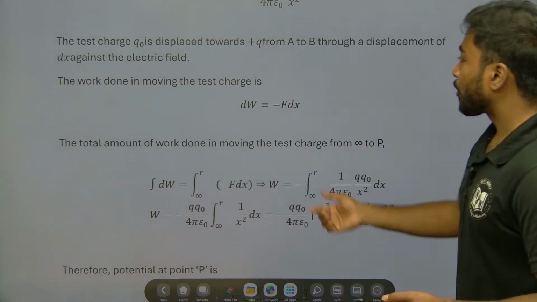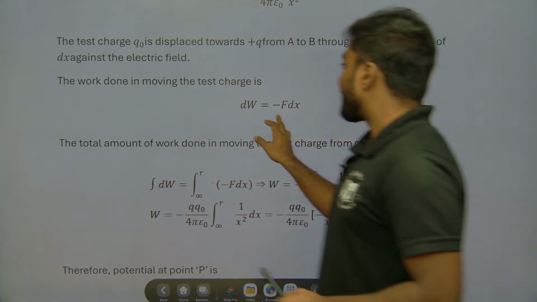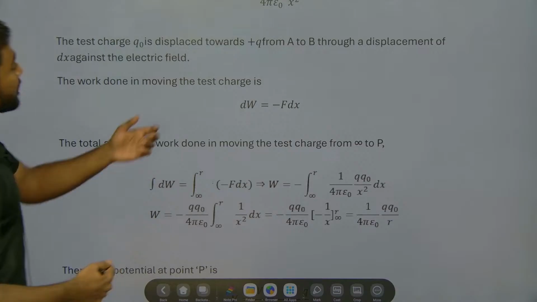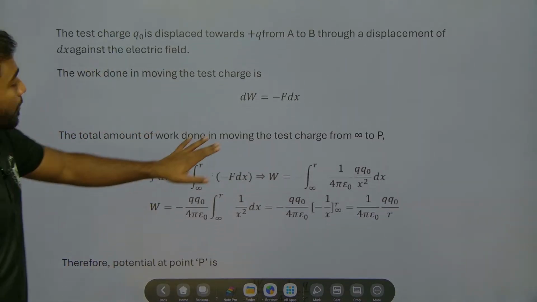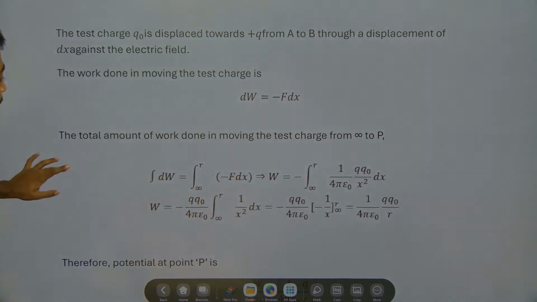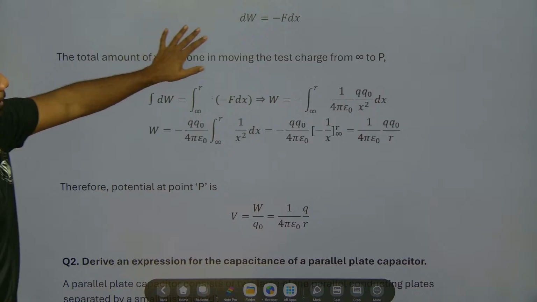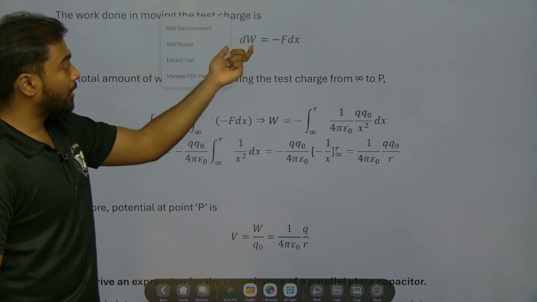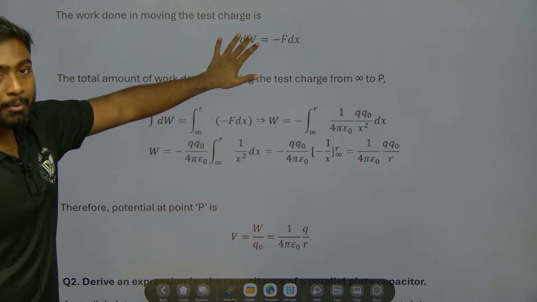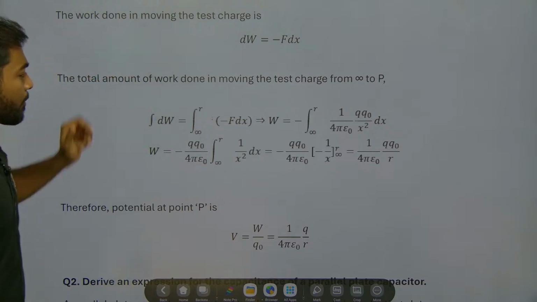The work done is force into displacement. Why have we taken this as negative? Because it has been displaced towards plus q, so the work done is minus F into dx. Now we need to integrate this. Here dw is the small work and W will be the total work.